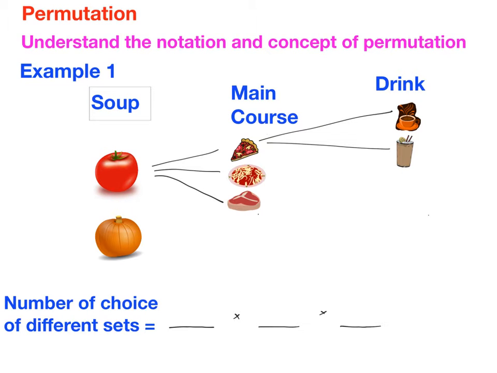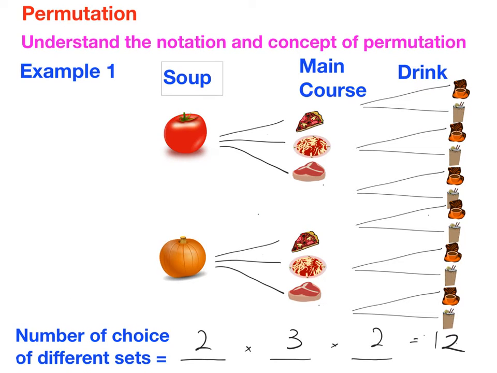You have 3 tasks, 3 steps to finish. First step, you need to choose soup, 2 choices. And the second step is to choose the main course, 3 choices, and 2 choices for the drink. So apply the multiplication rule, the total number of ways is 12.